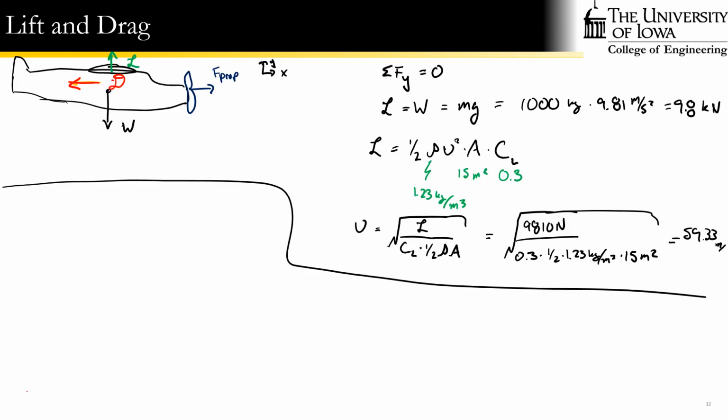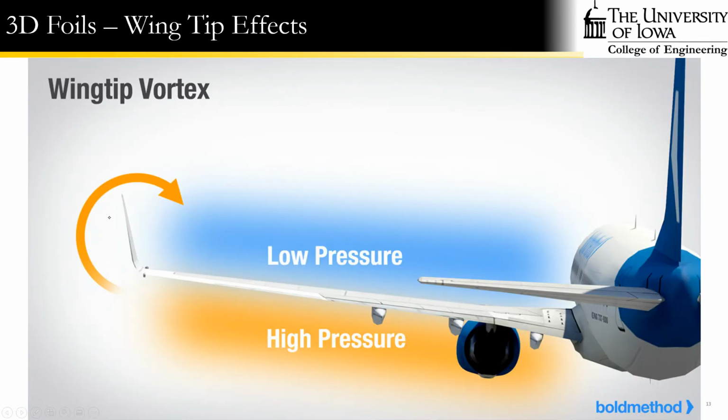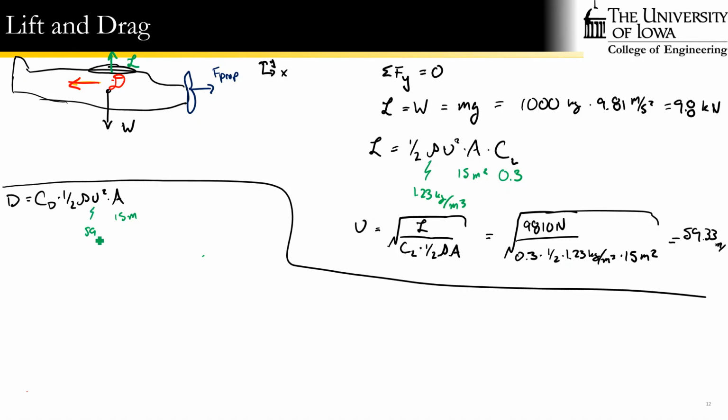Okay. Second part of this is the drag, right? So we know that the drag has got to be equal to drag coefficient times 1/2 rho u squared times A. We're told the drag coefficient is 0.05. We're told that the area for the drag coefficient, just like with the lift, is going to be based on the wing area. And now we have a velocity to work with, so we can actually calculate the drag force. So we're dealing with 15 square meters, our 59.33 meters per second, and 0.05 for the drag coefficient.